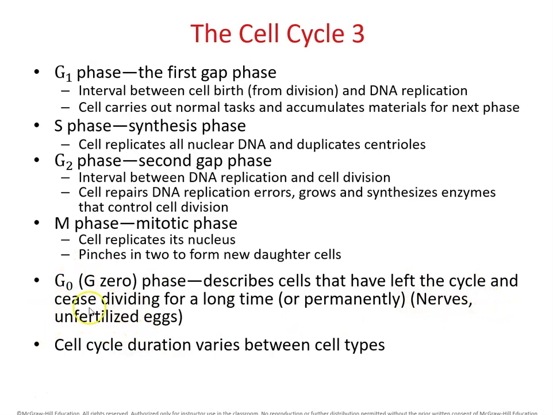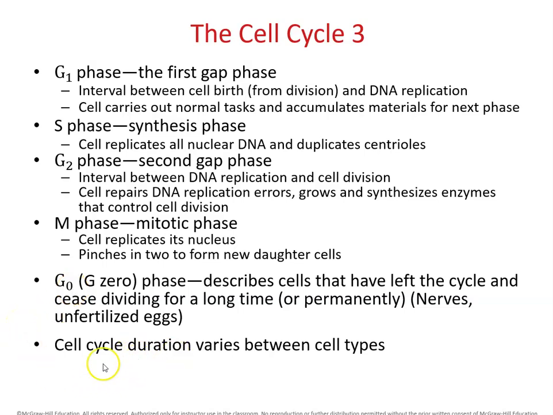Also, unfertilized eggs. Human females are born with all of the eggs they're ever going to have in their ovaries. Those unfertilized eggs stay completely dormant until puberty and then mature one by one every 28 days. Those cells are in G0 as they're resting there.